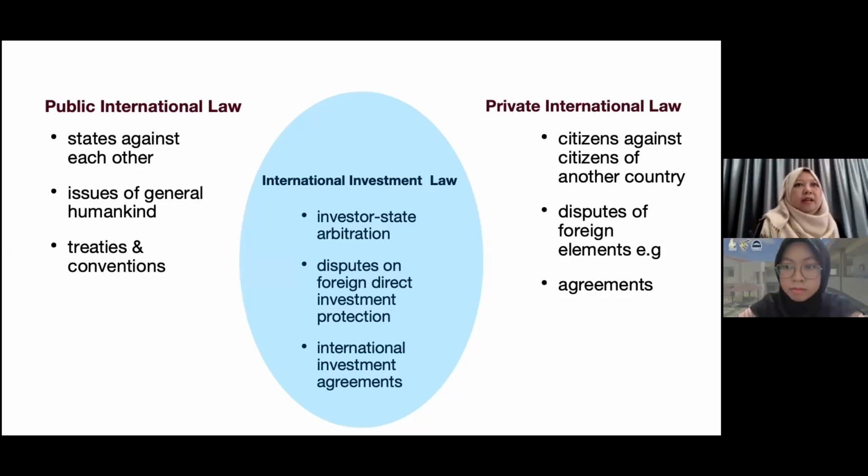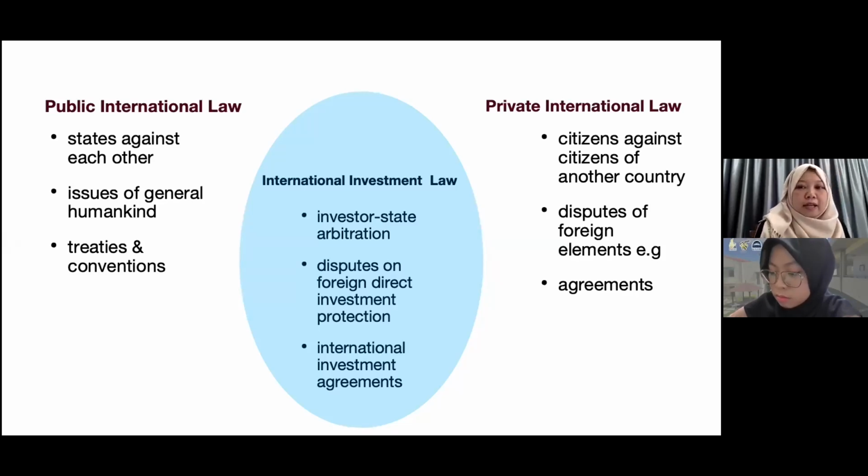By international investment law, it is actually the first time where you allow an investor to sue, to bring a claim in an arbitral tribunal against another state. So, investor against state. This is because we have the ISDS clause, the investor state dispute settlement clause in treaties, in investment treaties. And then what is it relating to? It is relating to disputes on foreign direct investment protection.